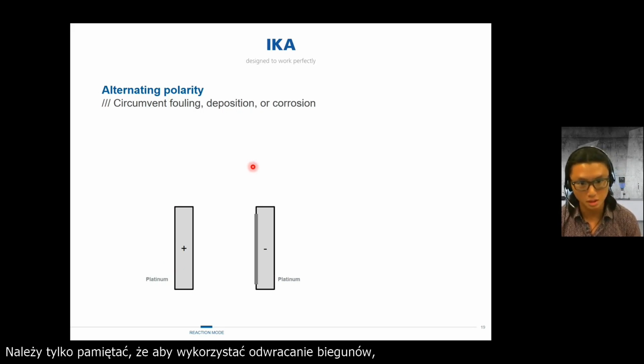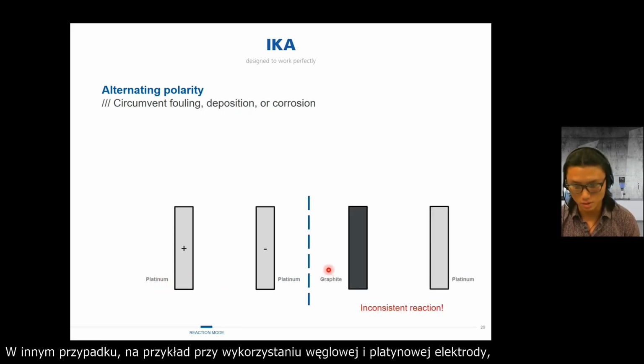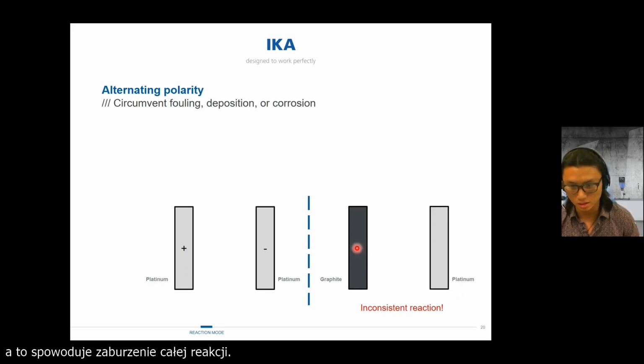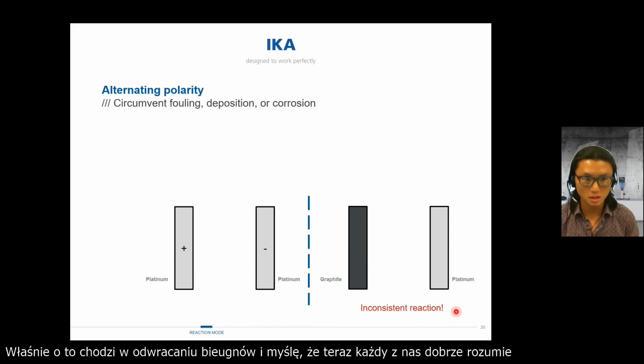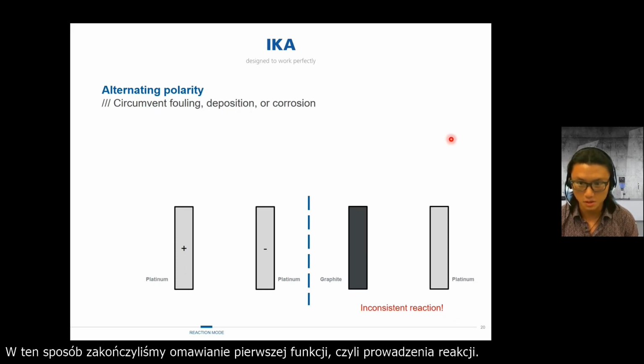One note when you're using alternating polarity is that you have to choose a pair of same electrodes. Because otherwise, for example, if you're using graphite and platinum, every time the polarity switch, anode and the cathode will be different, and thus you lose the consistency of your reaction. So yeah, that's about alternating polarity. And by far, I think we should be all aware of the meaning of each setting, and then we can run the reaction and keep optimizing it. And that's about the first functionality, the reaction mode.